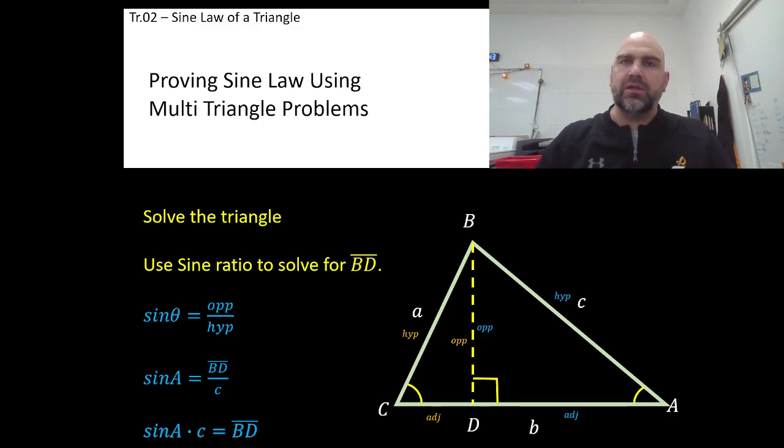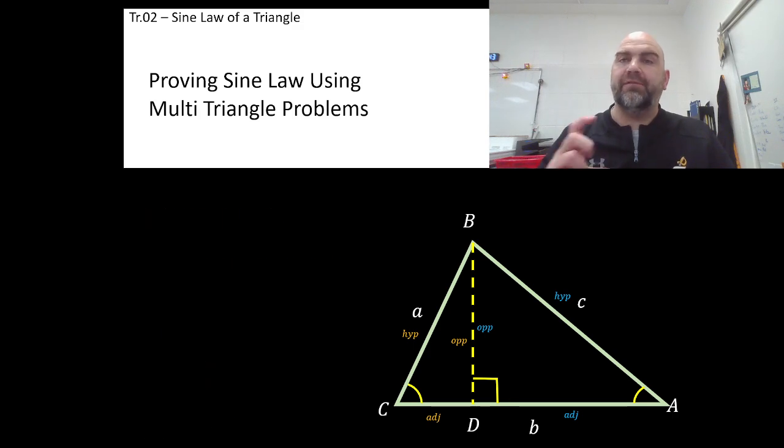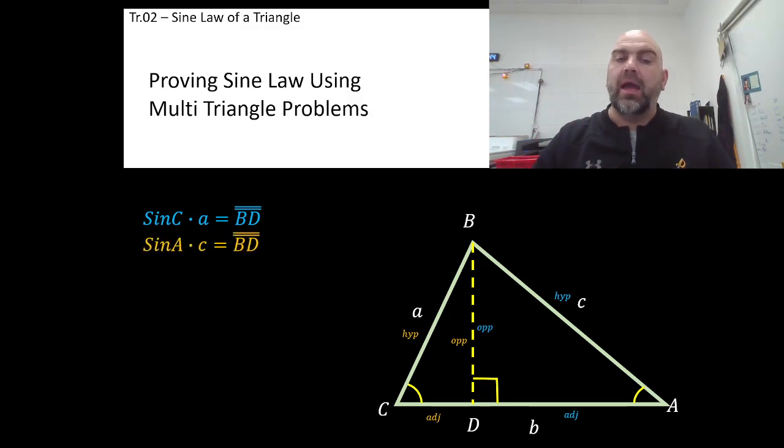So now we've gone about it in two different ways, using two different angles and two different sides, in order to solve for that segment. Again, we don't have the numbers, but that's okay. We know that we have found two equations, this one and this one, to figure out the length of BD. Because they are solving for the same length, sine C times A and sine A times C have to be equal to the same thing. So we can write it out like this and put them together.